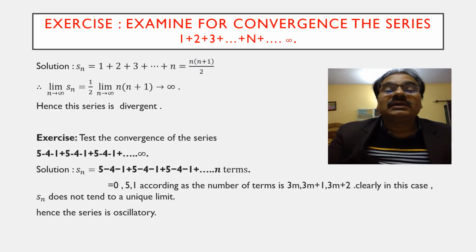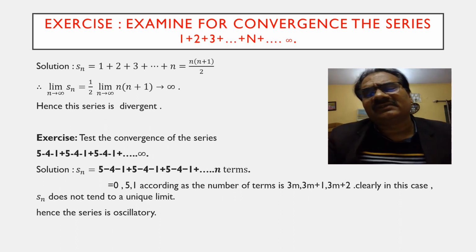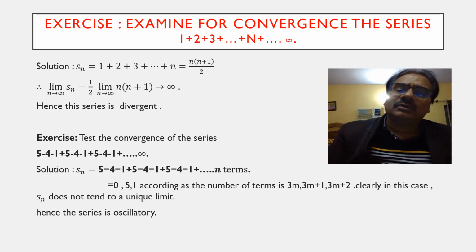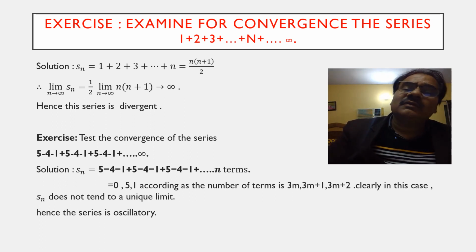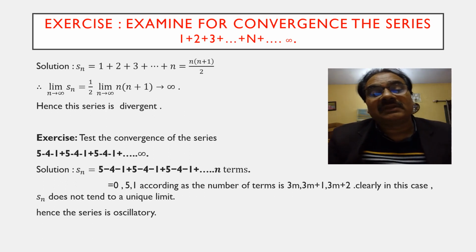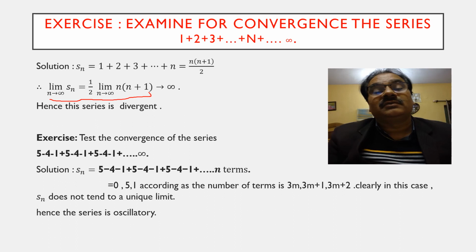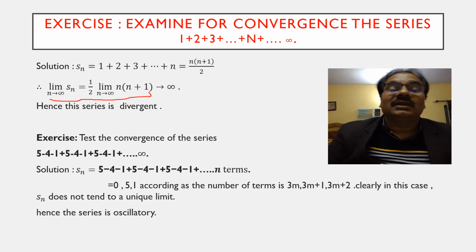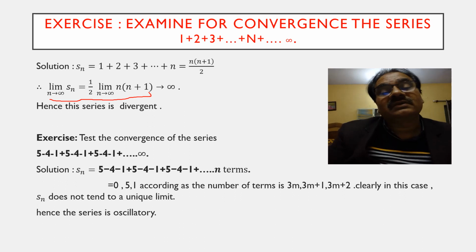For example, let us suppose you have to examine a very basic series, the first problem I have taken. Everyone knows the natural numbers: 1 plus 2 plus 3 and so on, and you know the sum is n times n plus 1 by 2. So how to check the series? Check the limit as n tends to infinity of Sn, which is half of the limit of n times n plus 1, and this limit tends to infinity.